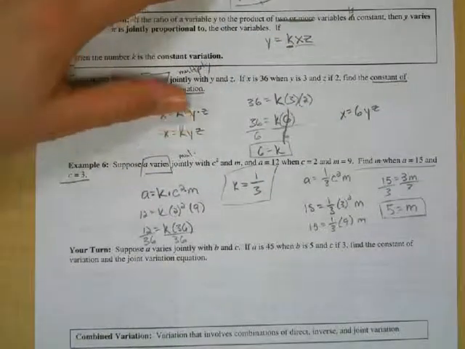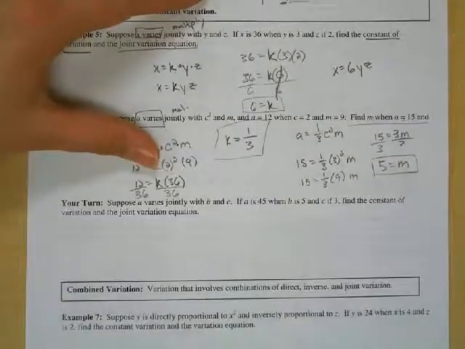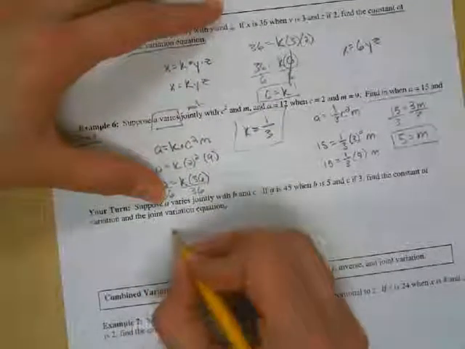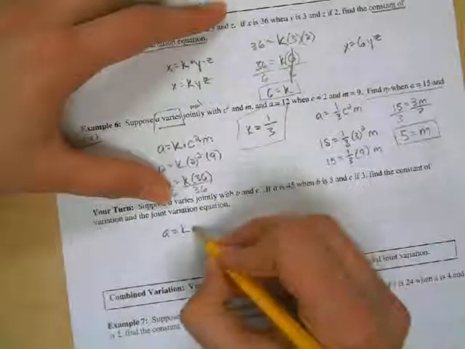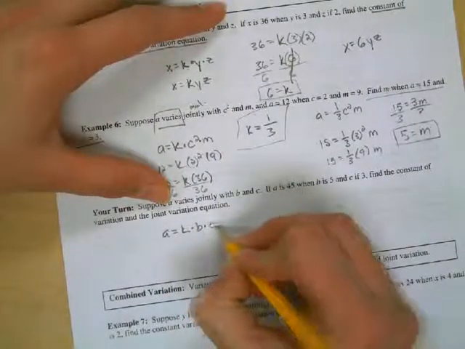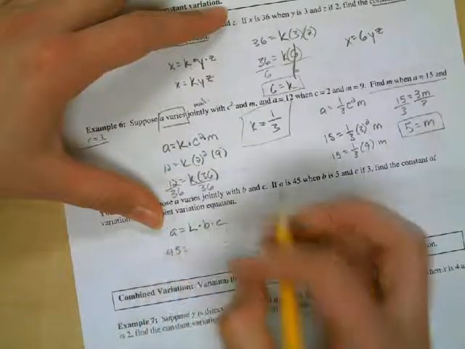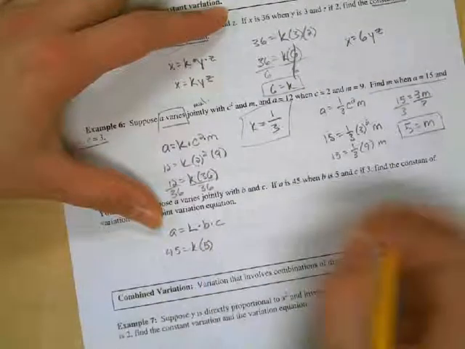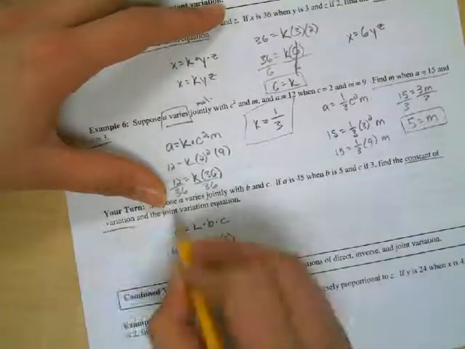Okay, hit that pause button, go to the your turn, try it, see what you can do, come back, see if you got the right answer. So I'm going to do it here. A varies jointly with B and C. If A is 45, when B is 5 and C is 3, find the constant of variation and the joint variation equation.